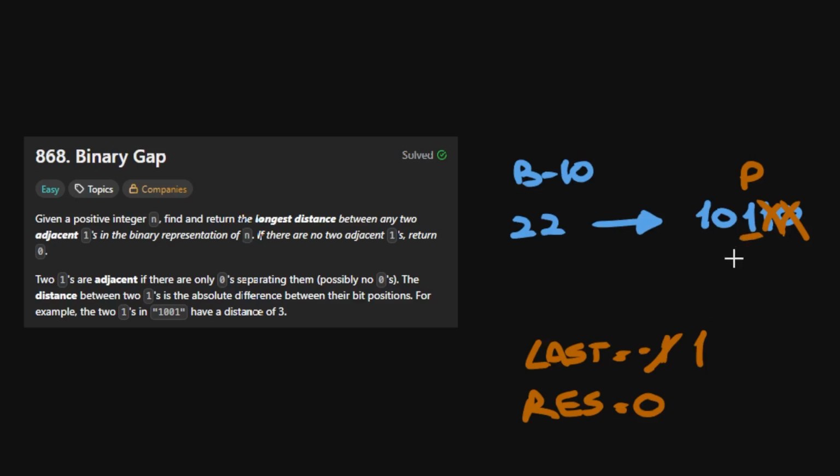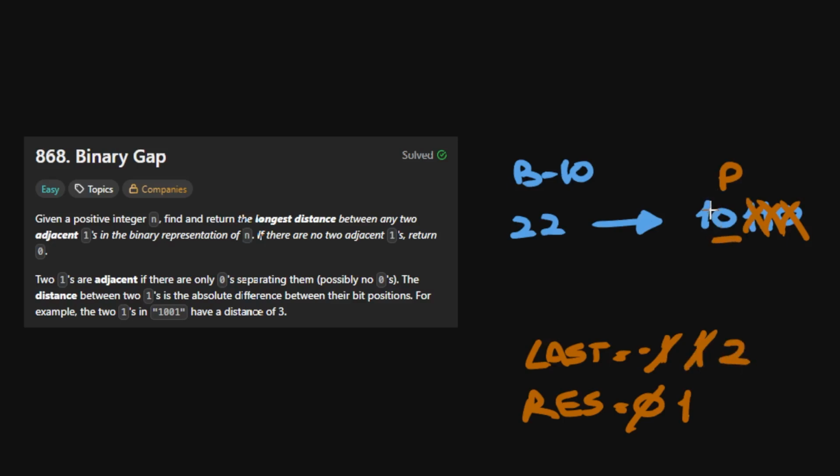Here we have another one, so we check what do we have in last, and we have a 1. So we can take the current position, which is 2, minus what we have in last, 1, and the result here is 1. This means that the distance between these two set bits is 1. And the maximum between 1 and what we have in the result is 1, so we update this. And given that this is a 1, we need to update last to the current position, which is 2.